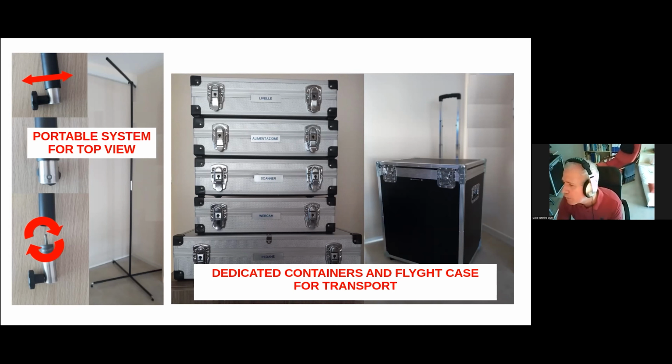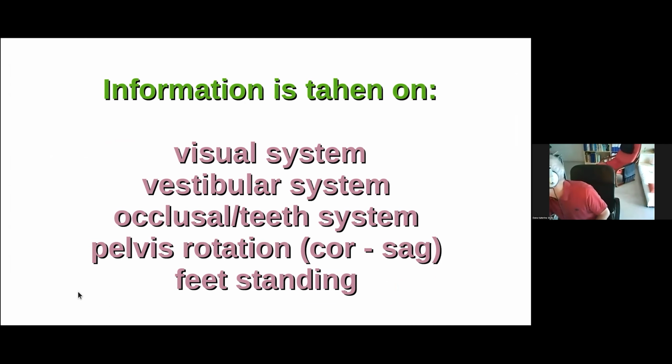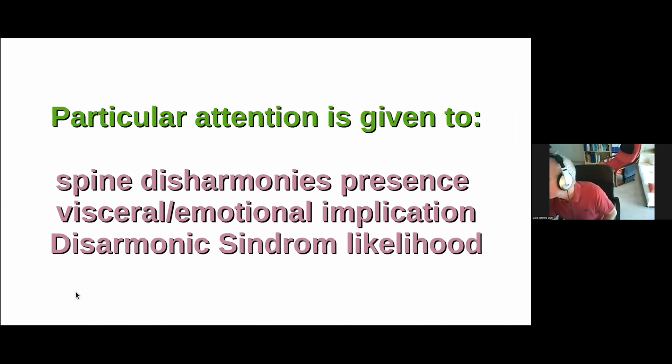So, summarizing, our system takes information from the visual system, the vestibular system, the occlusal and teeth system, but also objectivizes pelvic rotation on the coronal and sagittal planes in fixed standing. Particular attention and care is given to spine disorders, visceral implications, and the likelihood of a dysharmonic syndrome.